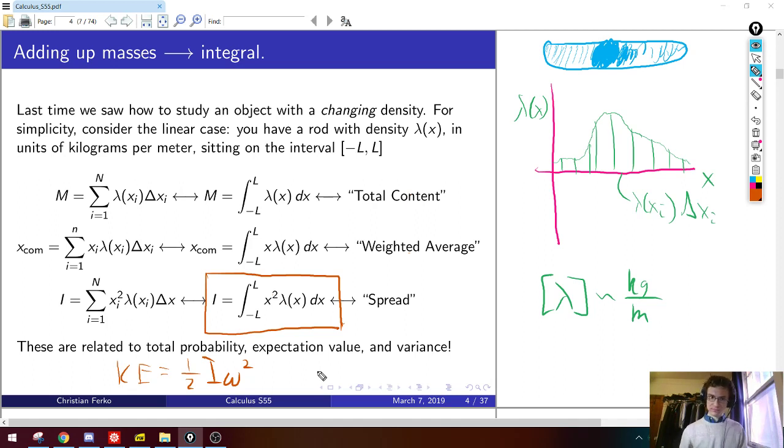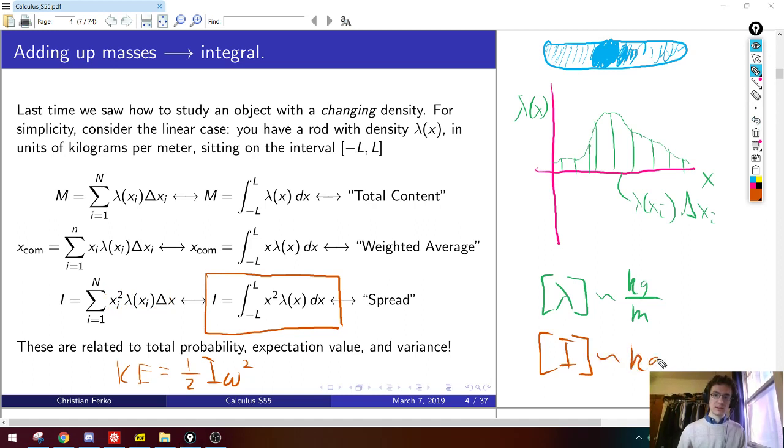Question: Does moment of inertia have units? Yes, it does. We can see what they are from looking at this, because moment of inertia is adding up a length squared and then times a mass. So this should be in kilograms times meters squared.